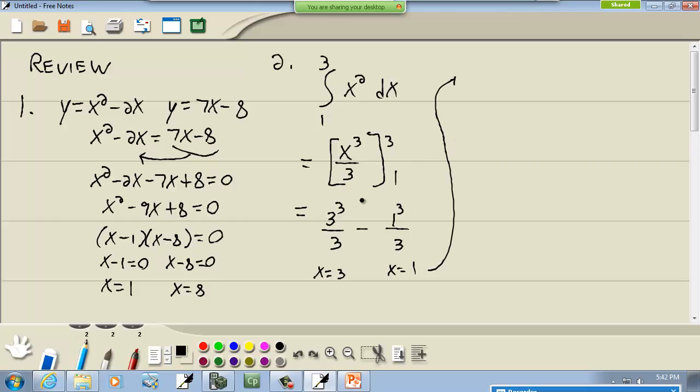Now 3 to the third is 27, so we got 27 over 3 minus 1 to the third is 1, so 1 over 3. Since I already have the same denominator, this one comes out nice. Our answer would be 26 over 3.